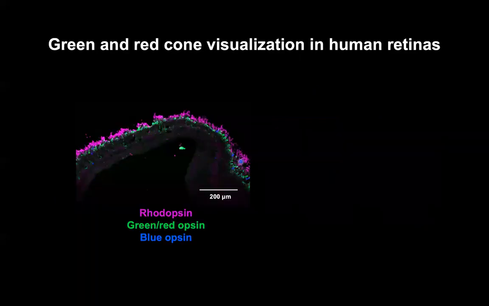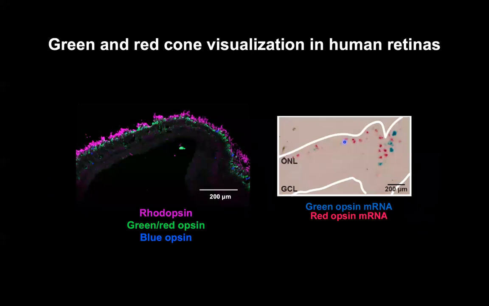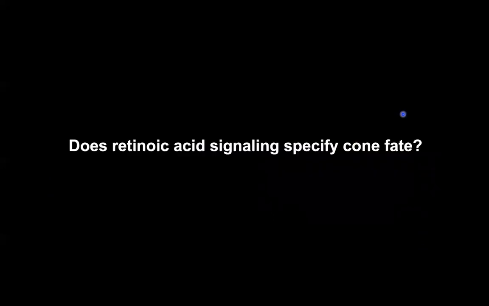This is a section of a human retina with a photoreceptor layer on top stained for rods, green and red opsin in green, and blue opsin in blue. And we can visualize green and red opsin for the first time in sectioned human tissue, as you can see here. So this brings us to the question that I wanted to ask: does retinoic acid signaling specify cone fate?